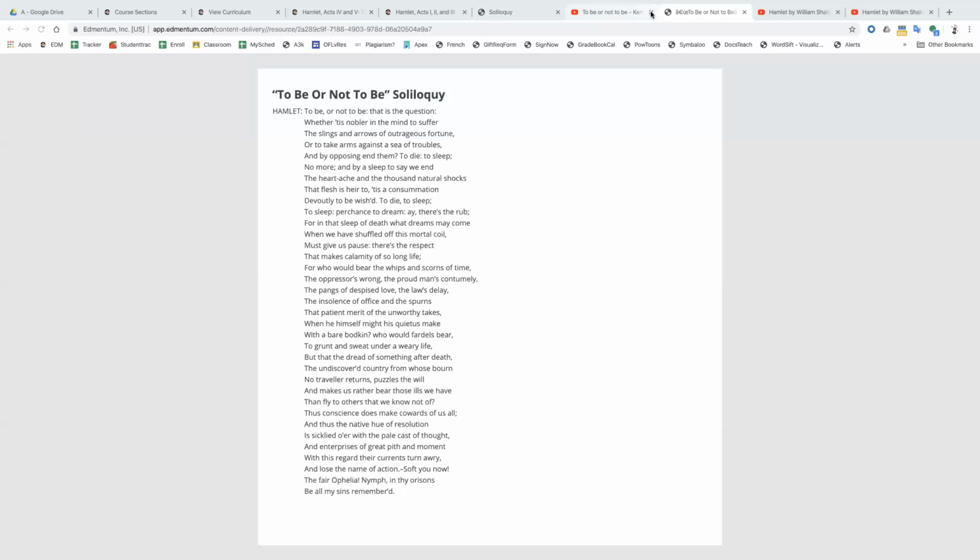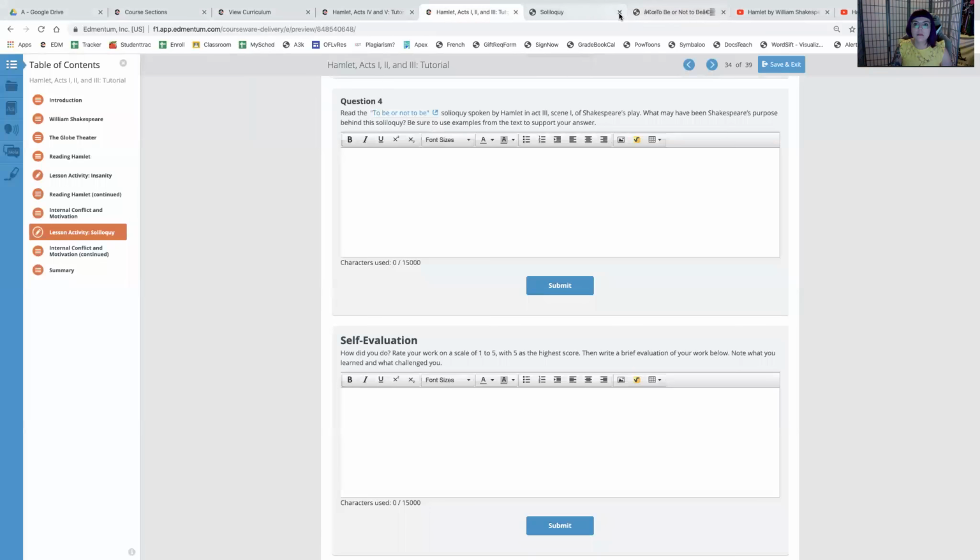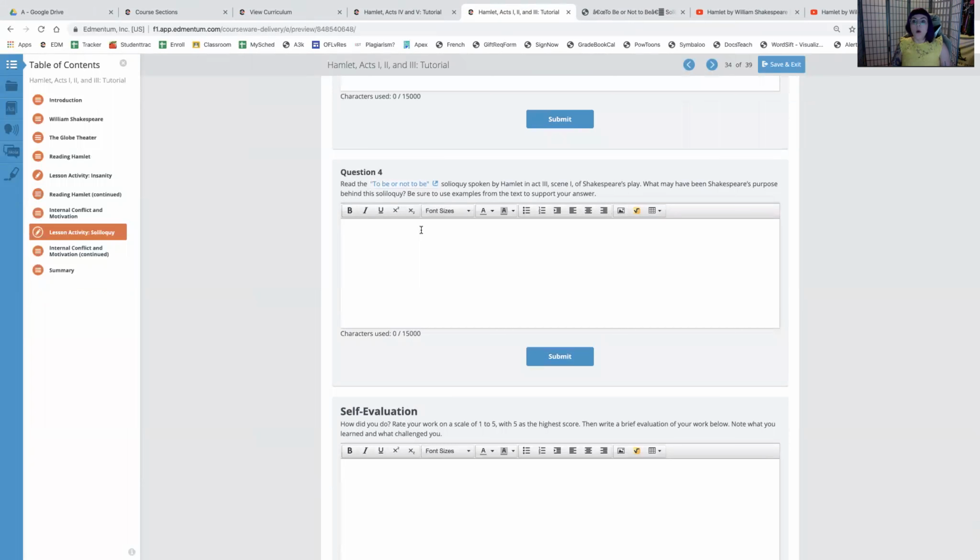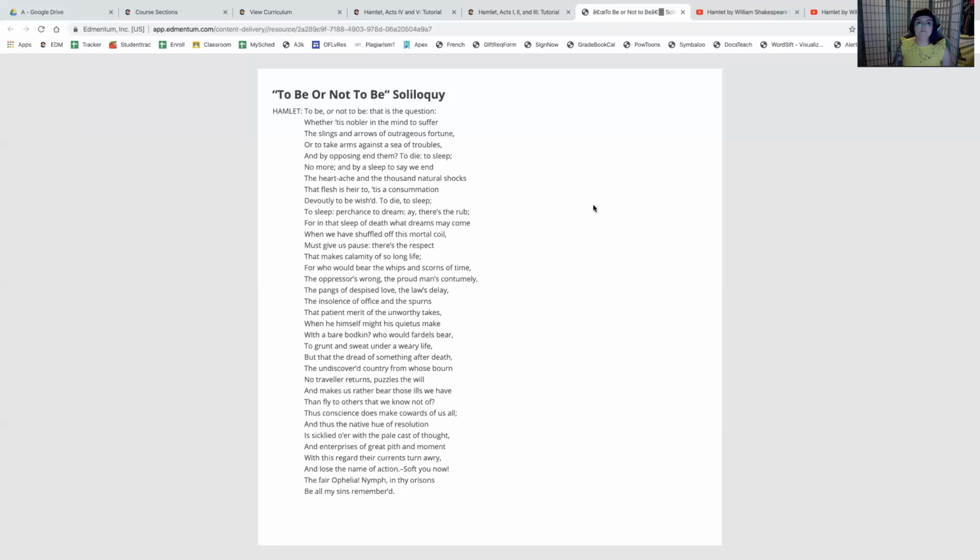I guess I just don't finish that little bit there. All right, so what may have been Shakespeare's purpose behind the soliloquy? Why do you think he has this?